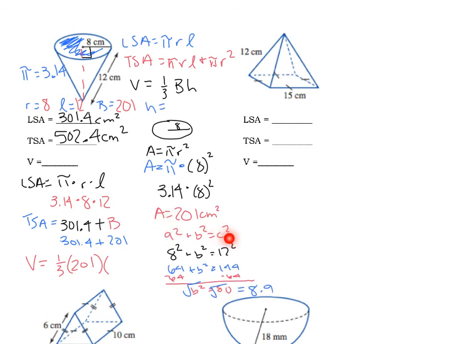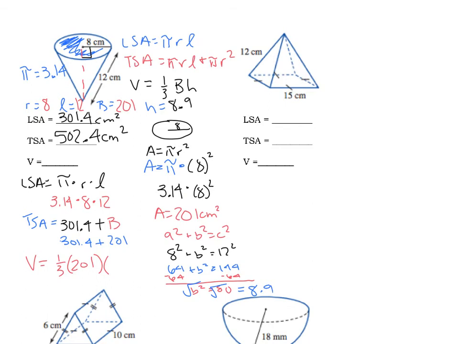So if we use Pythagorean theorem here, a squared plus b squared equals c squared, I got 8 squared plus b squared equals 12 squared. That gives me 64 plus b squared equals 144. I'm going to subtract 64 from both sides. So I'm left with b squared equals 80. Take the square root of 80. And yes, we're not going to keep it in radical form, okay? We're going to get decimal forms for this. And you would get 8.9. So the height of this cone is 8.9.